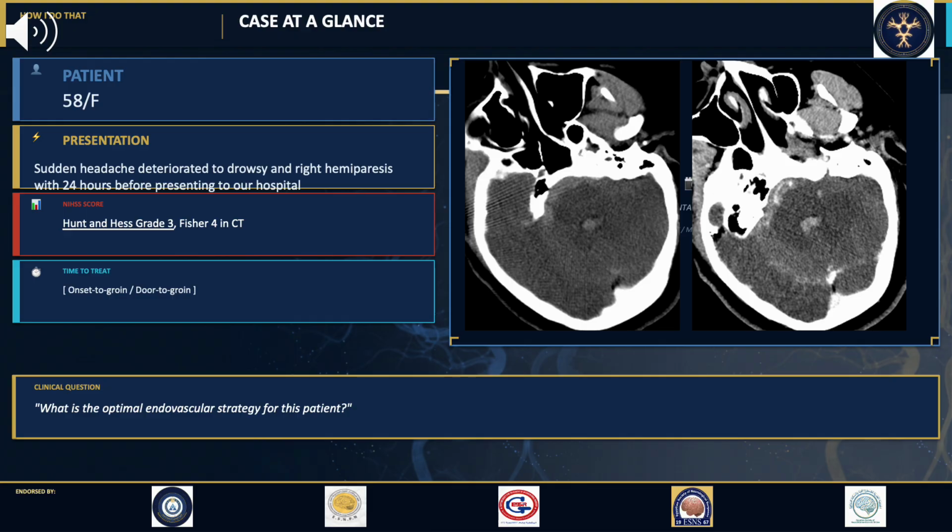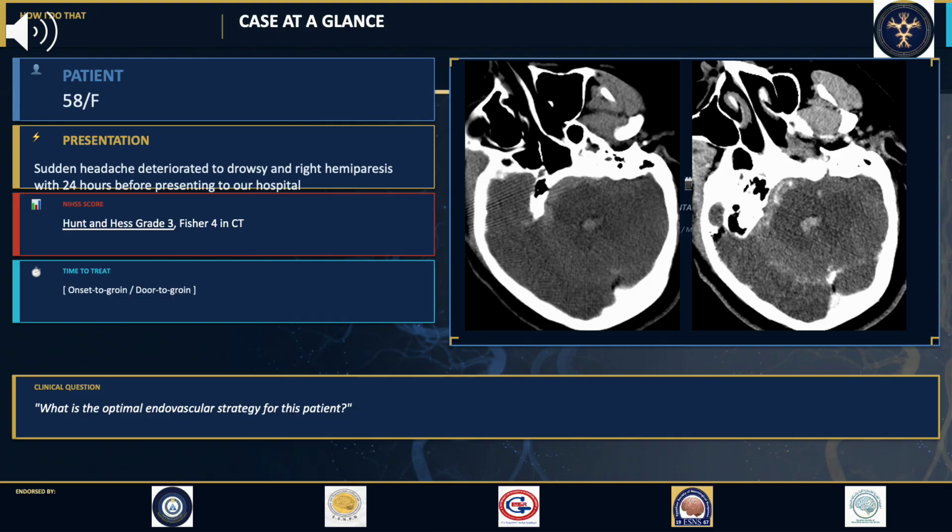CT imaging revealed Fisher grade 4 subarachnoid hemorrhage, signifying diffuse thick clot with intraventricular hemorrhage, which carries a high risk of vasospasm. Imaging. Representative imaging on the right side of the slide shows the CT and angiographic findings that guided our treatment planning.